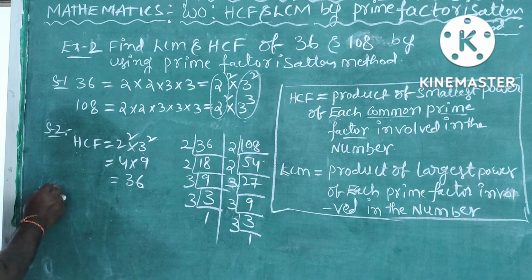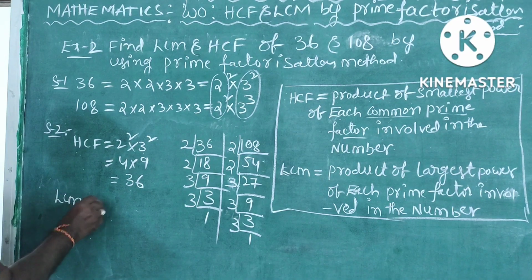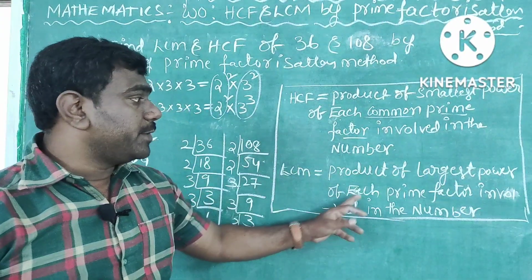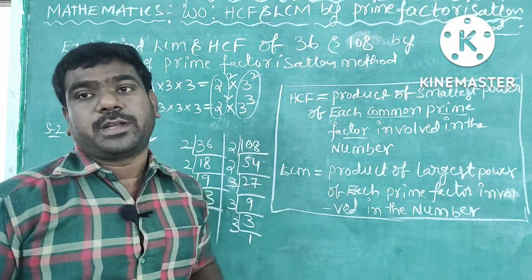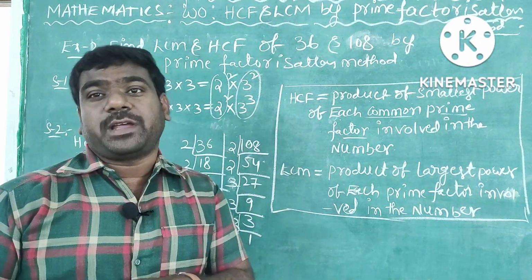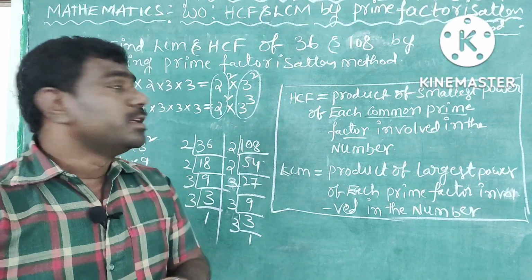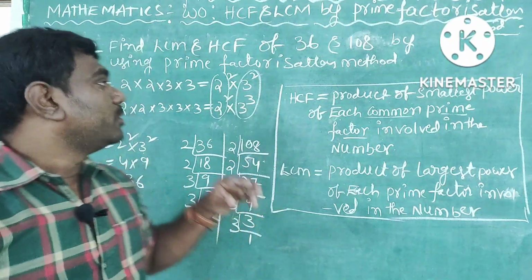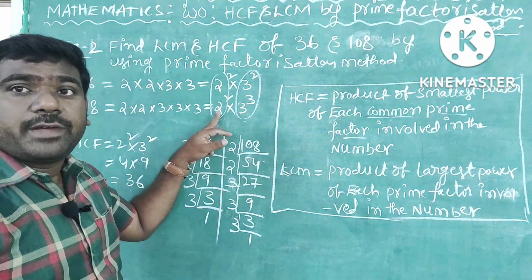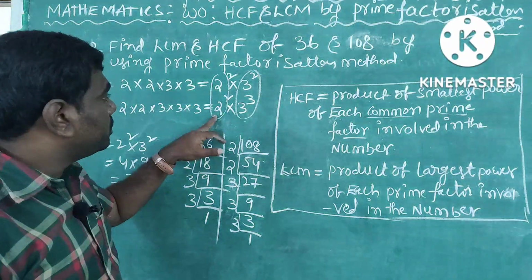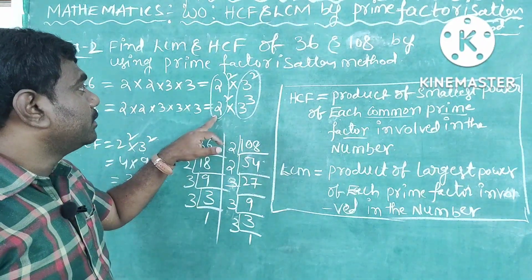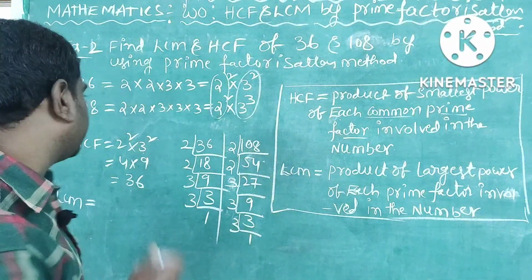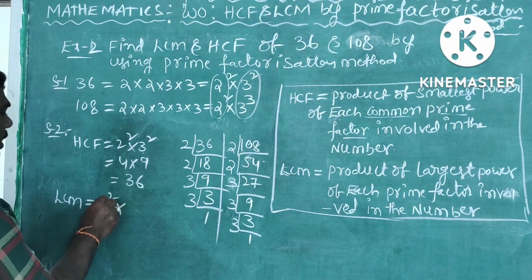Next, LCM. LCM is the product of the largest power of each prime factor involved in the numbers. First, we have to identify how many different prime factors there are. We have two different factors: one is 2, another one is 3. Come to the first prime factor, 2. What is the highest power here? Both have the same powers, so take one, that is 2 square only. As it is, I am taking 2 square.